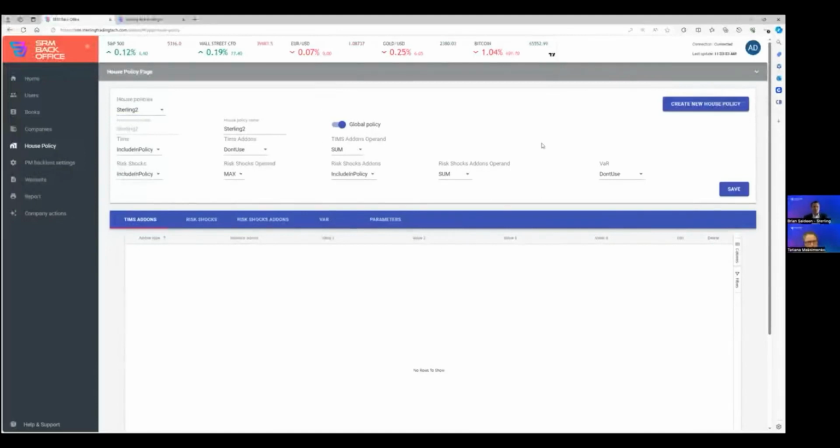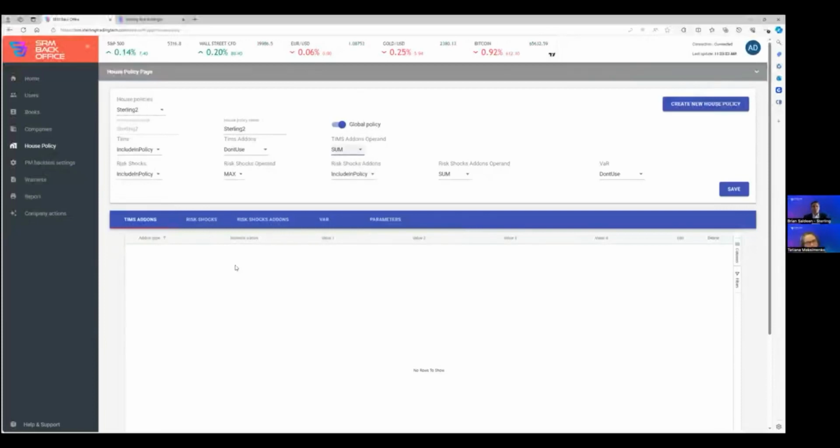As you can see here, these are the high-level building blocks. We are allowed to include the regulatory teams into the house policy. It can be one of the elements that will be considered by the logic. We can include various risk shocks. We can include add-ons to the teams number. We can include add-ons to the risk shocks, and we can include VAR. And how the logic will decide between these different elements is typically either it will take the sum of certain elements or it will take the max of several elements.